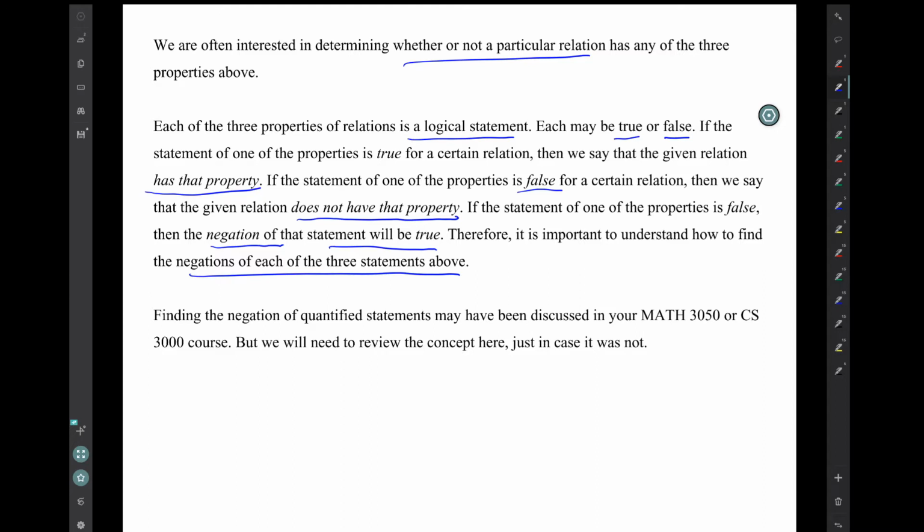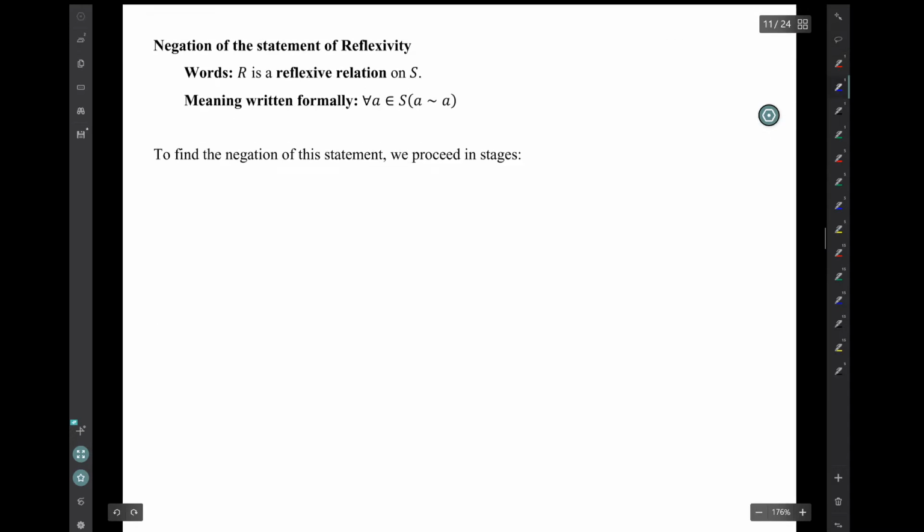Now, finding the negation of quantified statements may have been discussed in your Math 3050 class or your CS 3000 course, but we should review the concept here just to make sure that you're all fresh with this concept. So here's the formal statement of what it means for a relation to be reflexive. For all A in the set S, A is related to A. To find the negation of this statement, we proceed in stages. We start by just simply parking the word not in front of that. So that would be spoken, it is not true that for all A in set S, A is related to A.